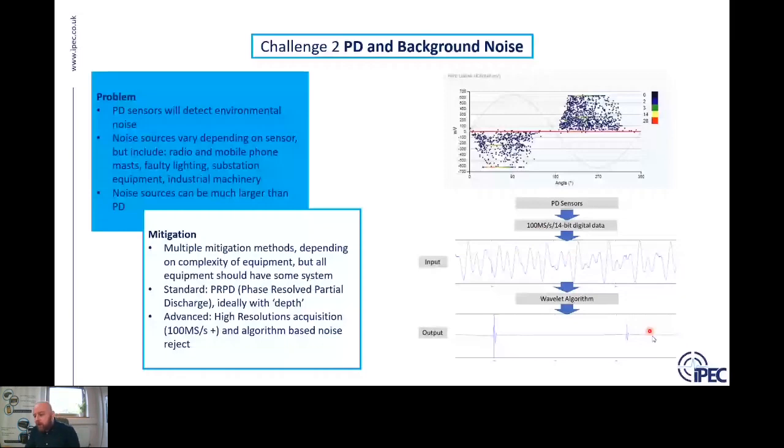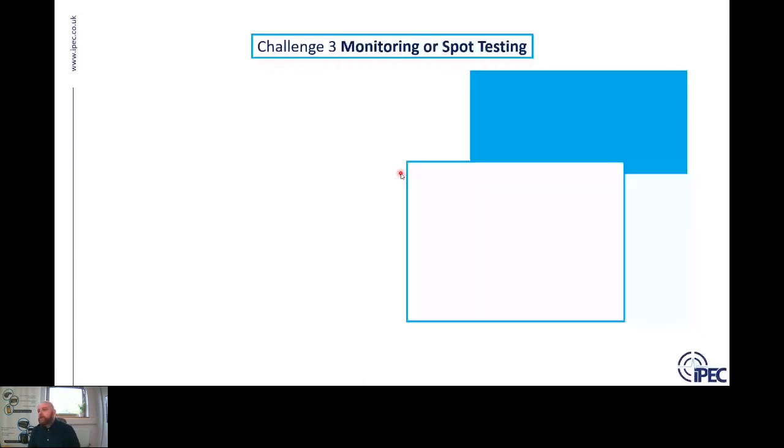The main thing to take away from this is there's two types of PD and noise rejection: a more standard or simple way, like the PRPD method, and a more advanced way, like an algorithm-based, very advanced automated solution. Both methods are useful for differentiating PD from noise, and you should have some method in every type of PD equipment you use.